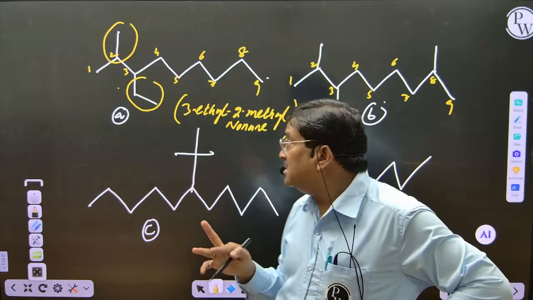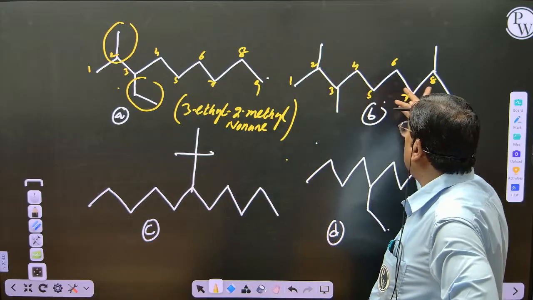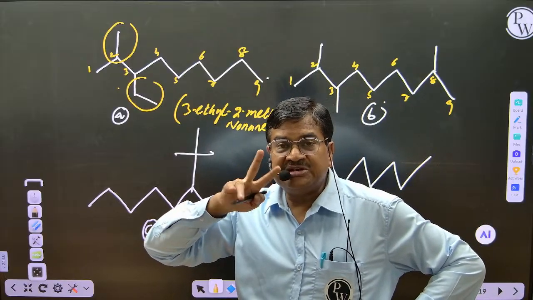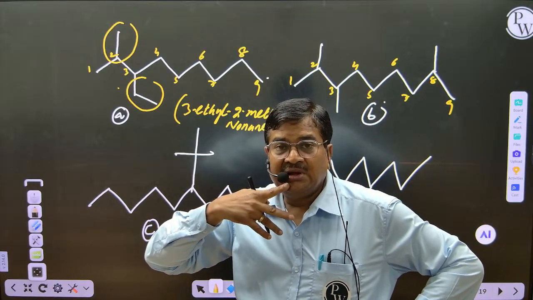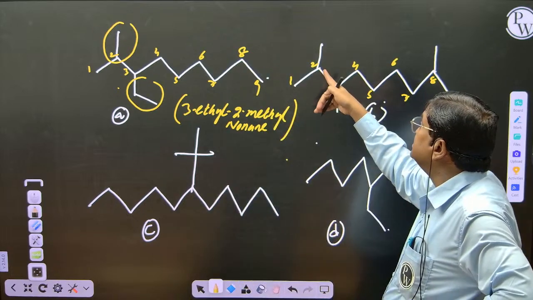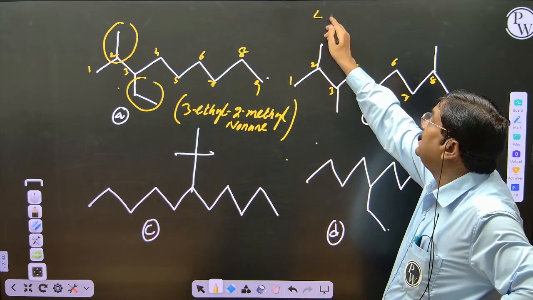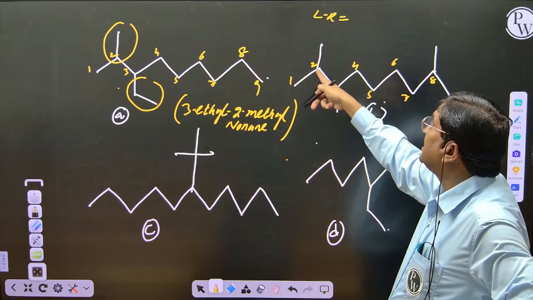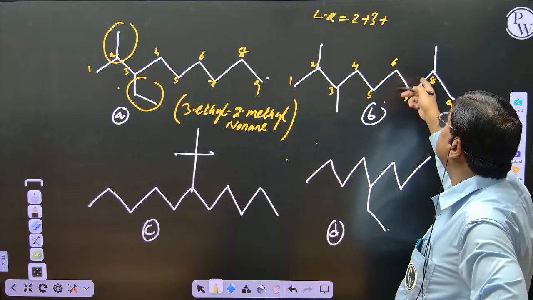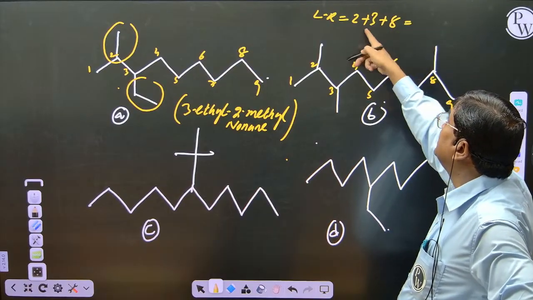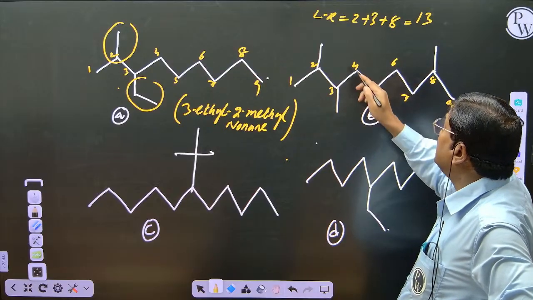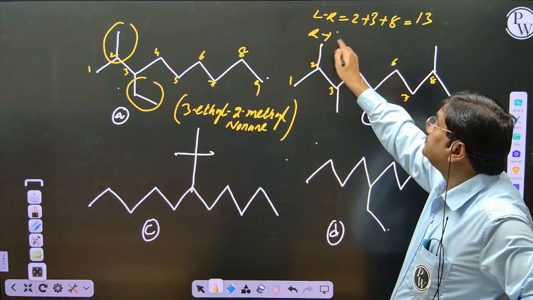Are you getting my point? Left to right 2, right to left also 2. Now both first locants are coming the same. Then you have to go by the sum rule. Sum rule means, when I go from left to right, tell me what the sum is. This is the second position, this is the third position and this is the 8th position. How much do we get? 5 plus 8, 13.